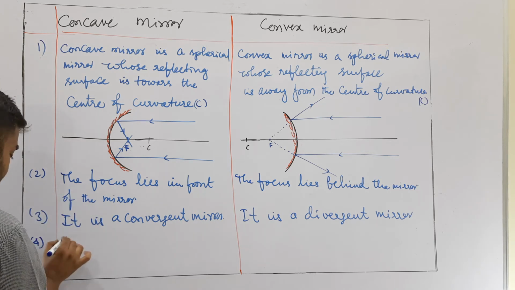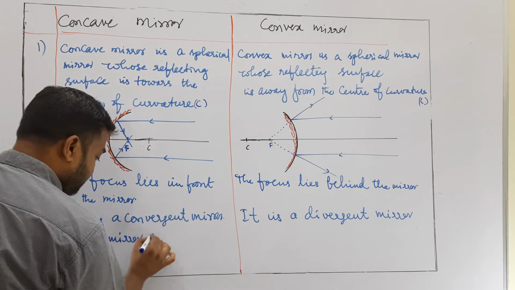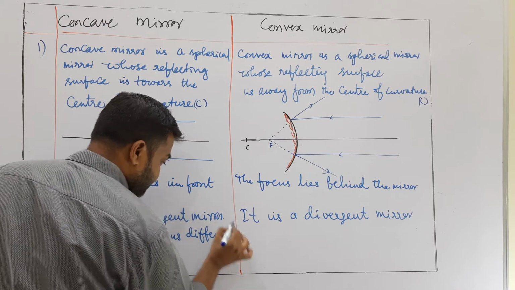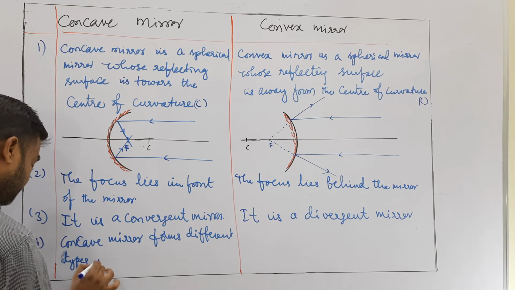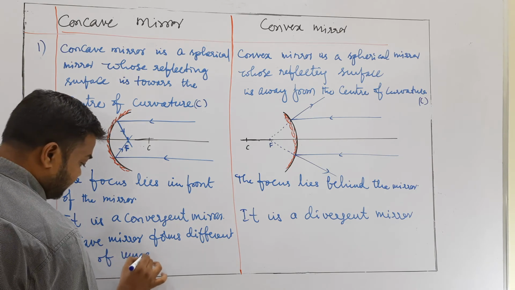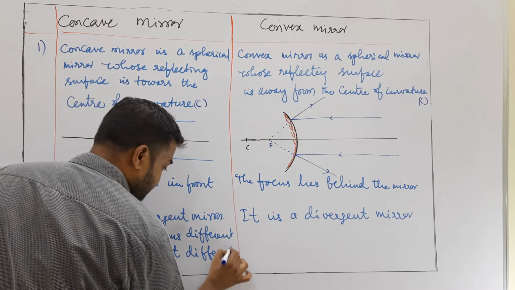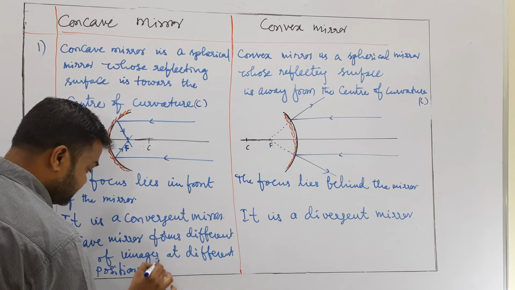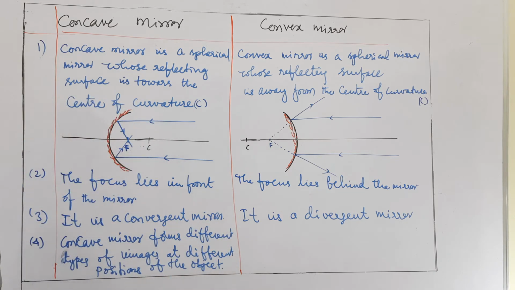Last one: the concave mirror forms different types of images at different positions of the object.